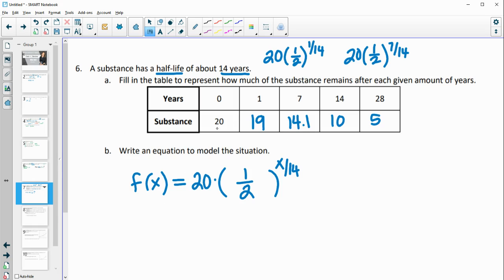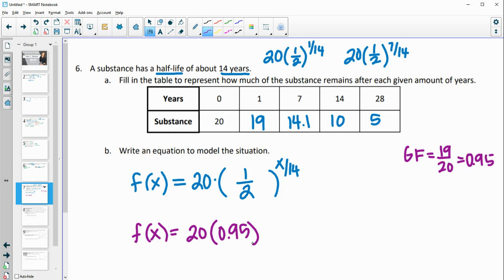You could also look at the growth factor here between the first year. So you could get a growth factor by doing 19 divided by 20 to just write it for each year. And so then this growth factor is 0.95. So you could write it as 20 times 0.95 per year if you didn't want to have the x over 14 up there. So figure out the growth factor between 1 year. Either of those are fine.